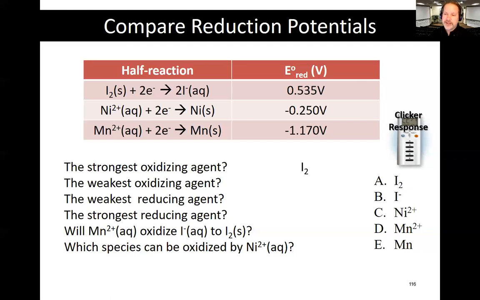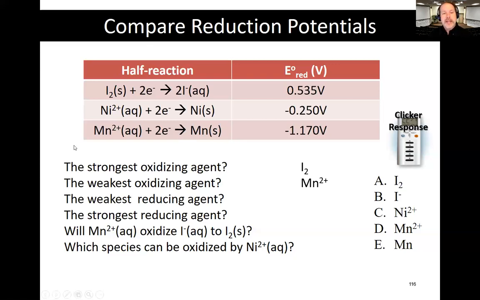Well, did you pick manganese 2 plus? Or maybe you tried to pick something else. You see, when we're being asked the question about oxidizing agent, there's only three that you can pick from: iodine, nickel 2 plus, and manganese 2 plus. The other chemical species are not involved here at this point. So out of the ones that we can pick, the weakest is manganese 2 plus, because it has a negative voltage, negative 1.170 volts associated with that.